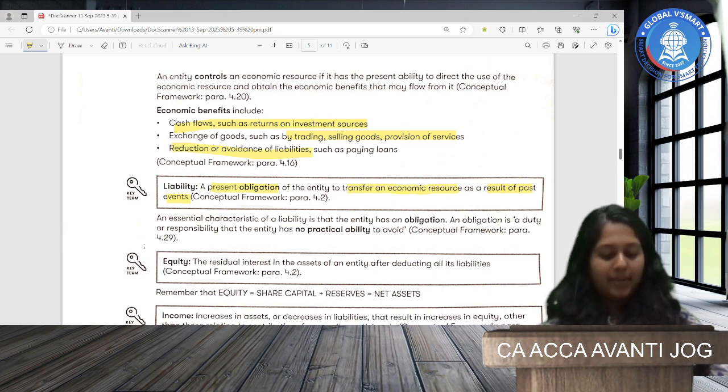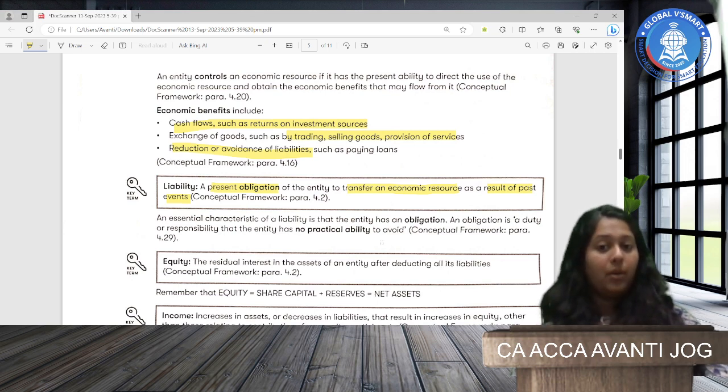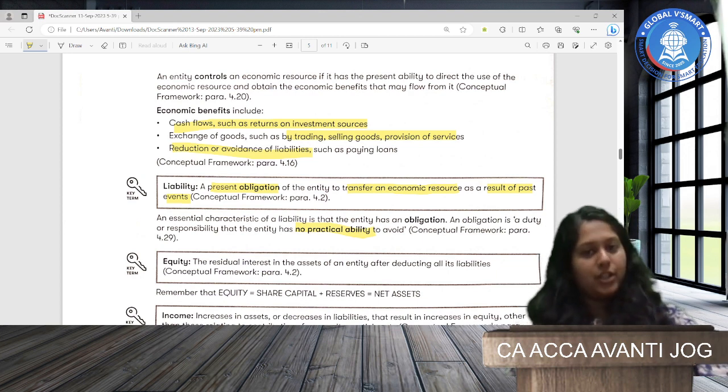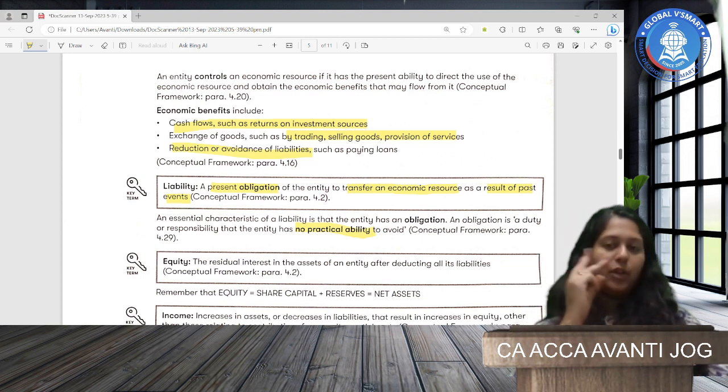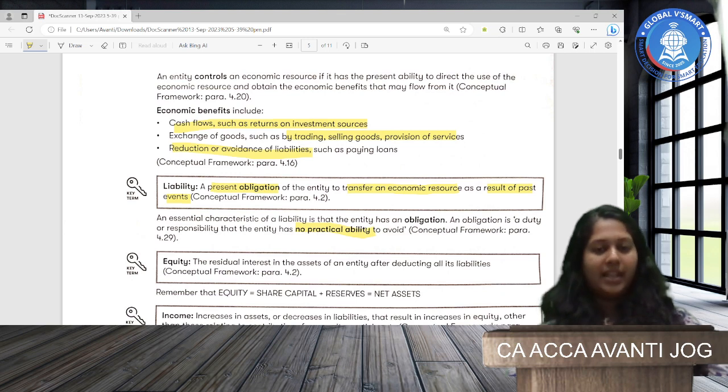Clear? Okay. Now, liability is something that you cannot avoid. Very important. तो आपने वो goods purchase किए थे, 30 days का credit period था. You have to pay money now. It is a present obligation. You cannot get out of it. Then all three things coming together forms a liability.